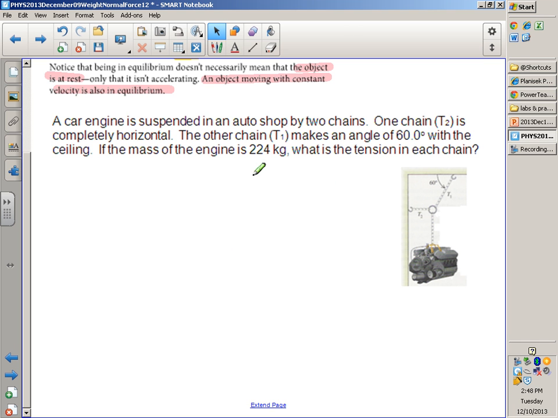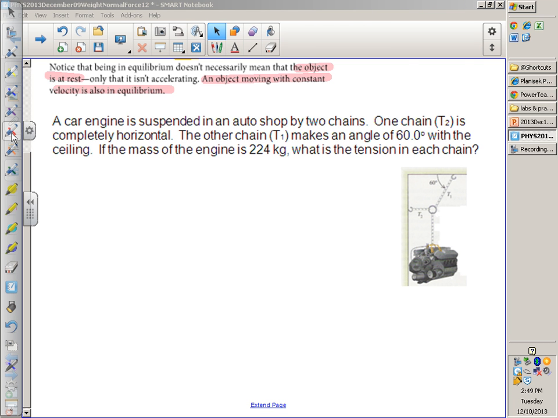All right. So it says the chain labeled T2 is completely horizontal. The other chain makes an angle of 60 degrees with the ceiling. If the mass of the engine is 224 kilograms, what is the tension in each chain? So this problem is asking us for two things, right? It's asking us for tension, but it's asking us for tension in each chain, okay?